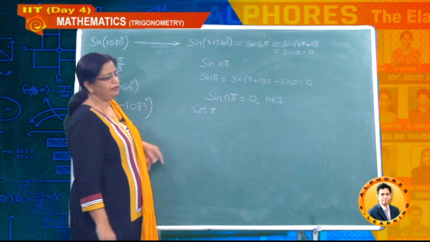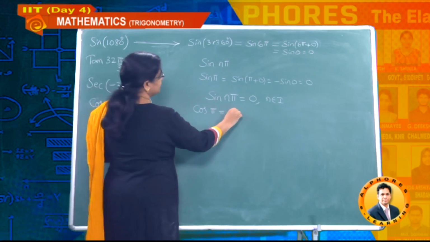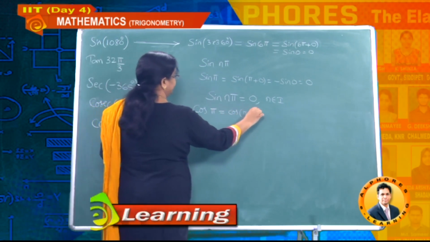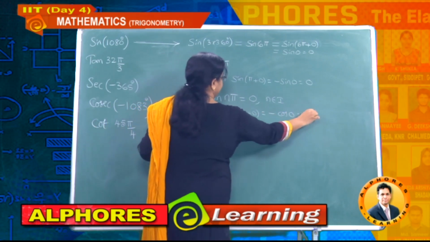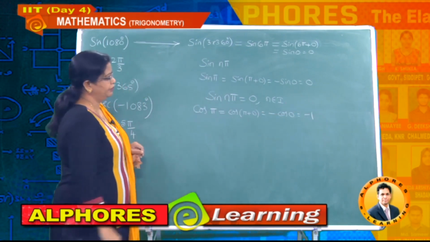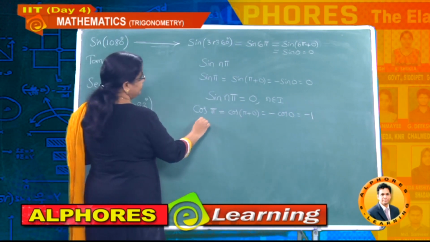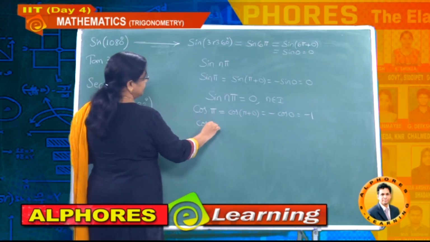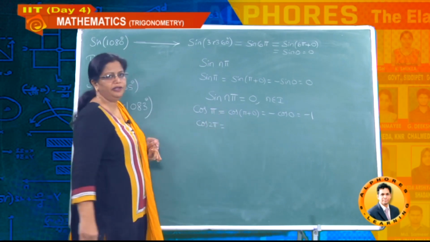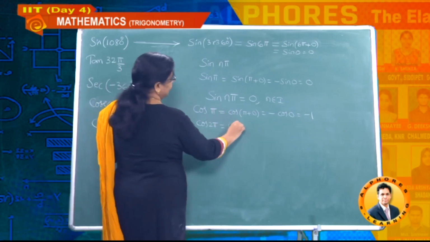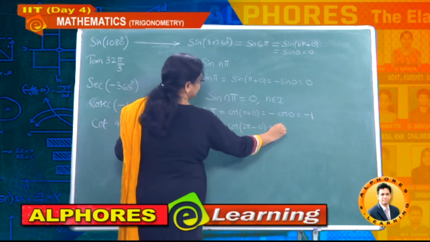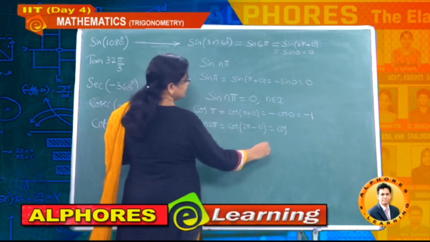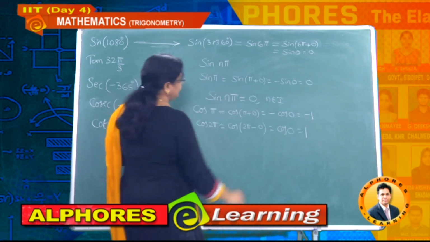What is cos pi value? You can write it as cos of pi plus 0, and that is equal to minus cos 0, and that is equal to how much? Minus 1. Therefore, cos pi value you got minus 1, whereas if I take cos 2 pi value, what is this cos 2 pi? I can write here 2 pi minus 0 or 2 pi plus 0, again it is how much? Cos 0, thereby it is plus 1.